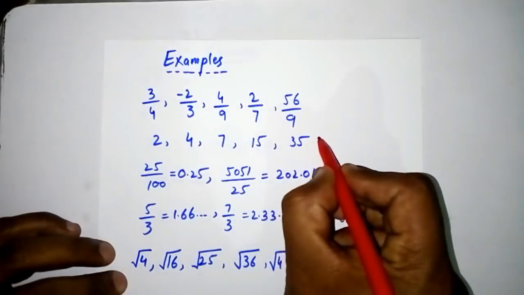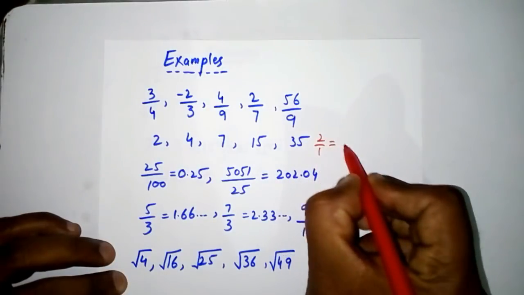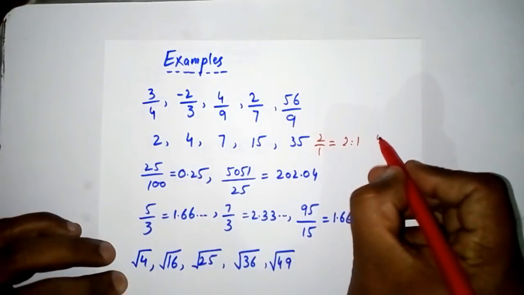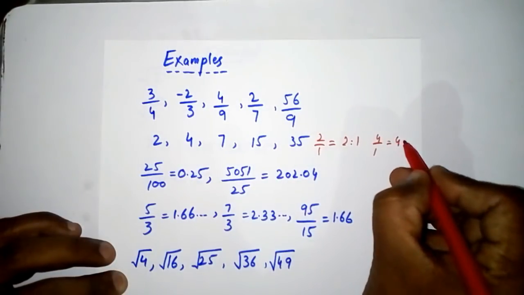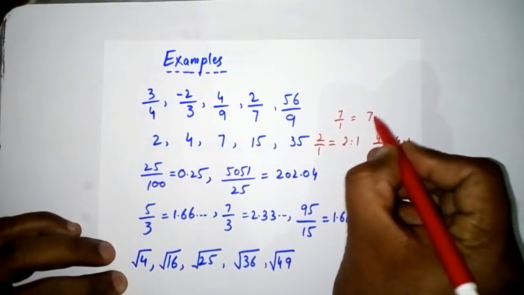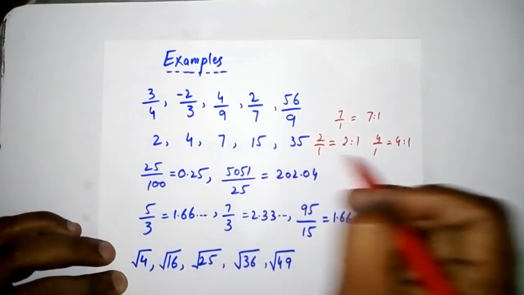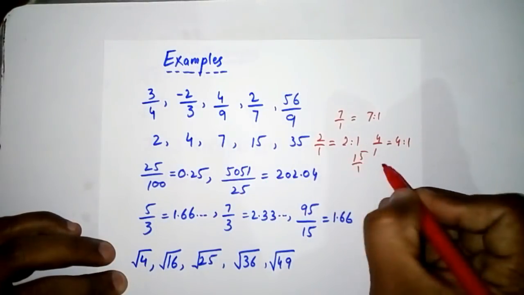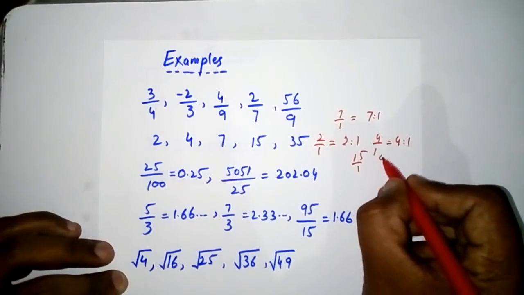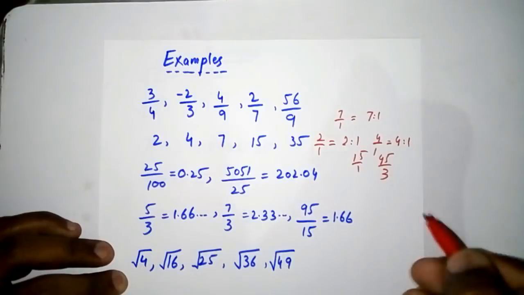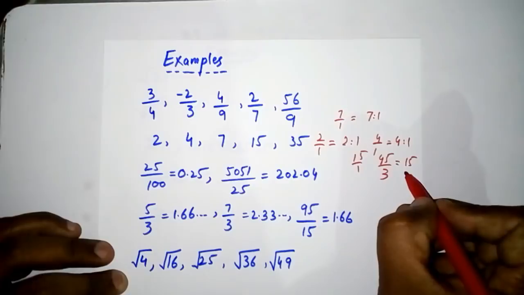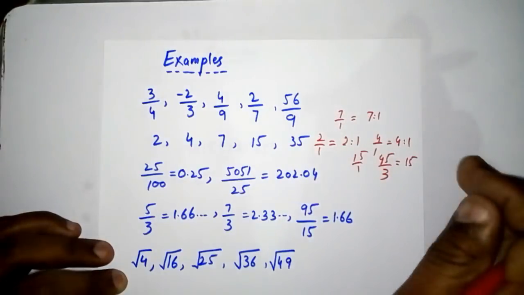Here you can see 2. We can write it as 2 divided by 1, 2:1. Okay. Same 4 divided by 1, 4:1. Okay. In case of 7, 7 divided by 1, 7:1. 15, again 15 by 1. We can also write 15 as 45 by 3. Okay, this is also equal to 15. So this is a ratio between two integers. Similarly, 35 is also a rational number.